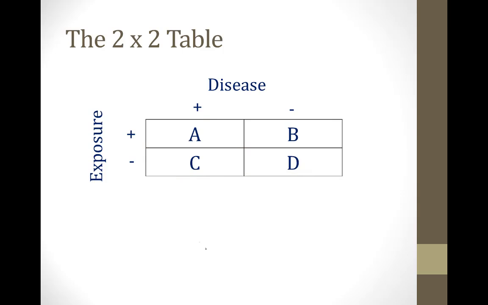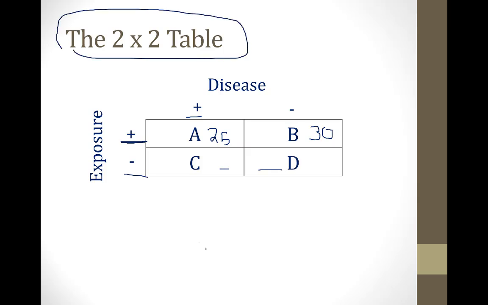Let's suppose we studied 100 patients, and 25 of them were exposed, so they'd be in the top row, and also had disease. Then we'd write the number 25 here. And let's suppose we had another 30 patients who were exposed but did not have disease, then we'd write the number 30 right here. And you would do that for patients who are not exposed in the bottom two quadrants of the table. This is how you create a 2 by 2 table, usually from a cohort or a case control study.